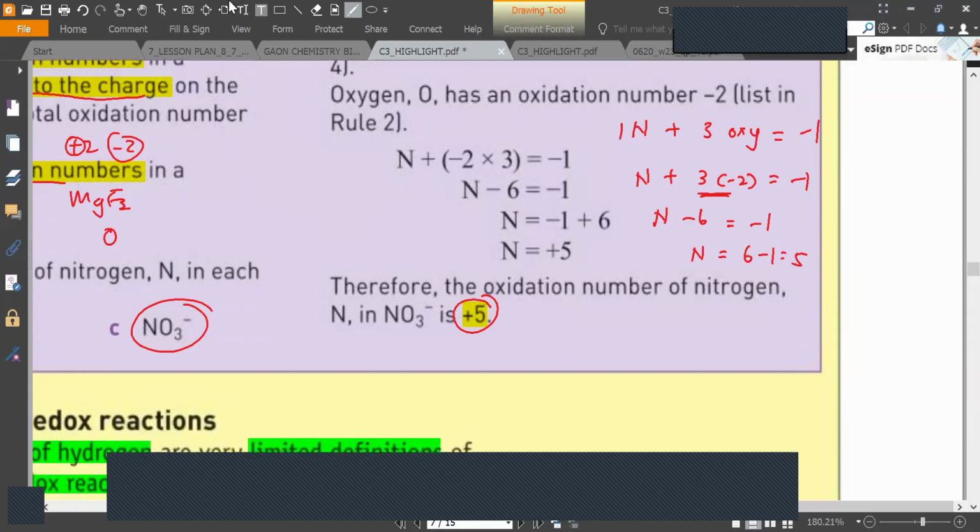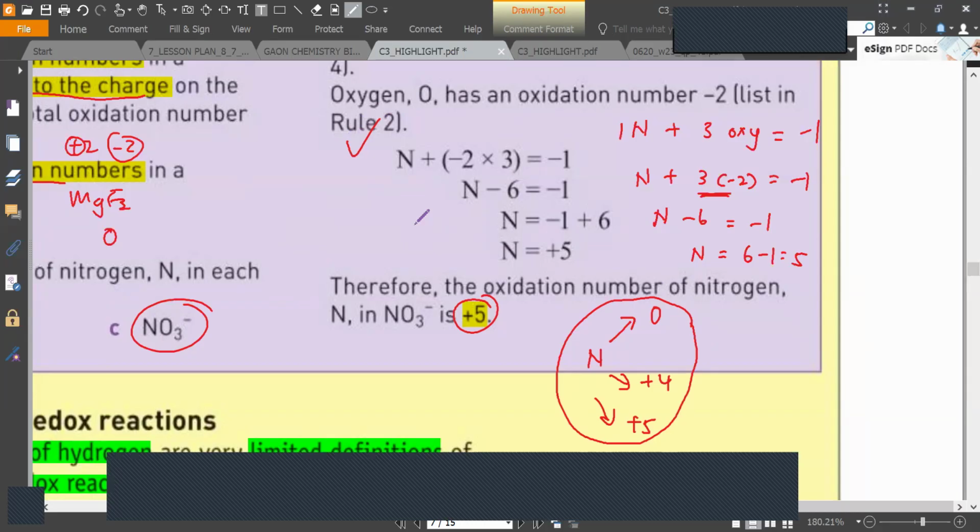Okay, so this is telling us nitrogen can have different oxidation states depending on the situation. It can be 0, it can be +4, it can be +5, depending on the situation. So we can calculate it based on the rules that we have.